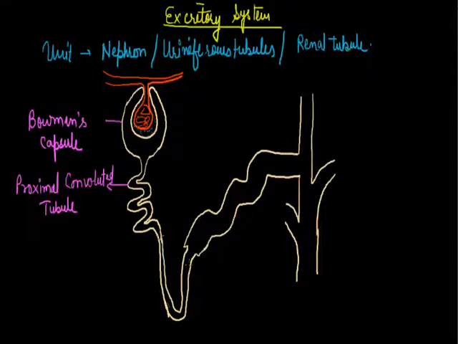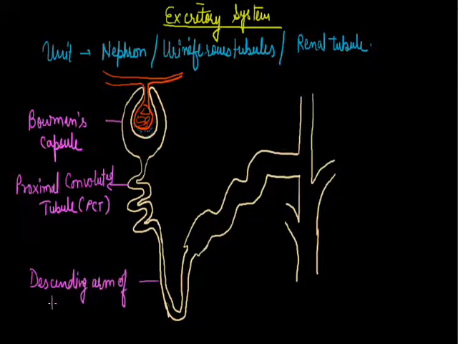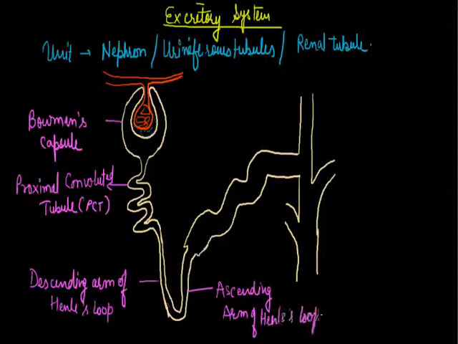Later on, this PCT will open into a U-shaped loop known as Henle's loop. This is the descending arm of Henle's loop, while this is the ascending arm. Only this loop is found in the medulla region. The rest of the part is present in the cortex of the kidney.